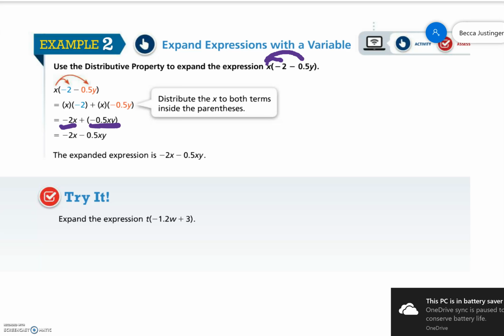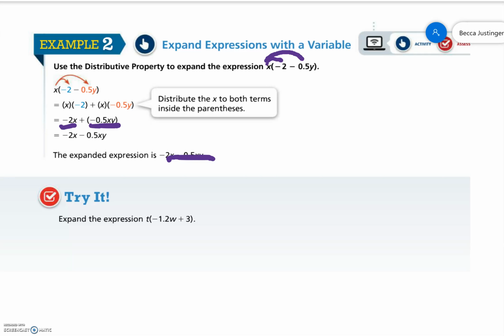So that's our expression. Nothing we can simplify because they have different variables. When it comes to having more than one variable in your expression, that is okay. It is just better practice to have the variables written in alphabetical order. So you could have written it 0.5yx, but it's just better practice to have them alphabetical.